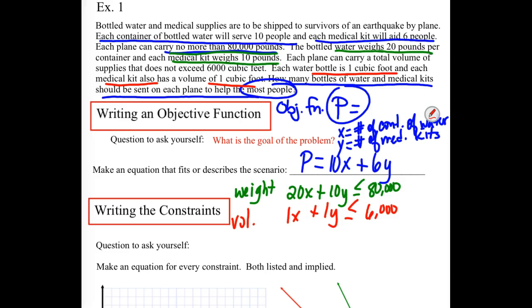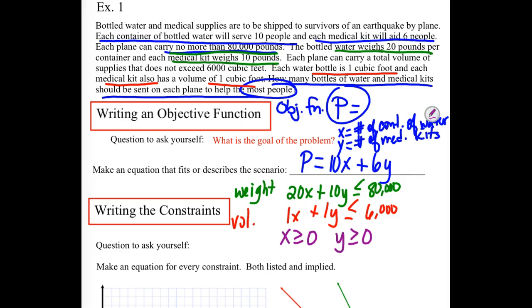X and Y can't go below 0. We can't send a negative number of bottles of water and a negative number of medical kits. We can send nothing. We're not going to help very many people that way, but that's the absolute lowest. So I would include in here that X and Y both have to be greater than or equal to 0. Even though they're implied, we have to state them.